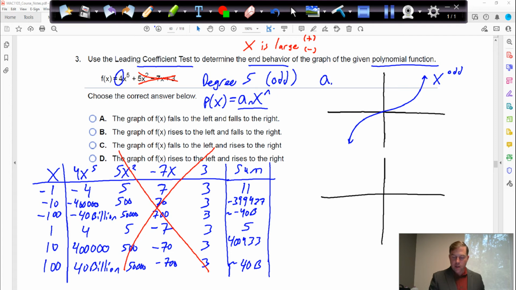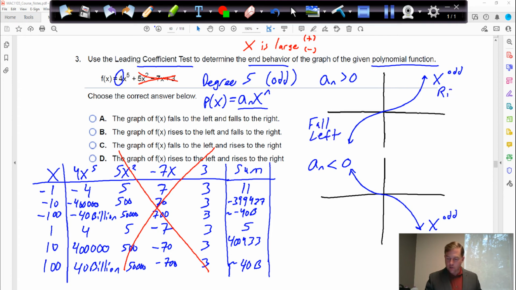If a_n is greater than 0, it looks like this. If the number in front is negative, less than 0, it flips this. So where this was falling on the left side, now it's rising on the left side. Where this one was rising on the right, now it's falling. But it's still for odd powers. Okay, and so we're going to put in here, this is falling to the left.